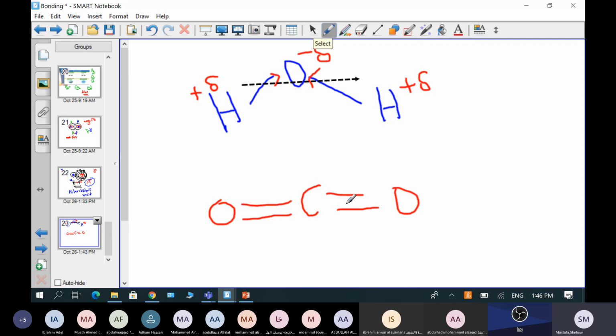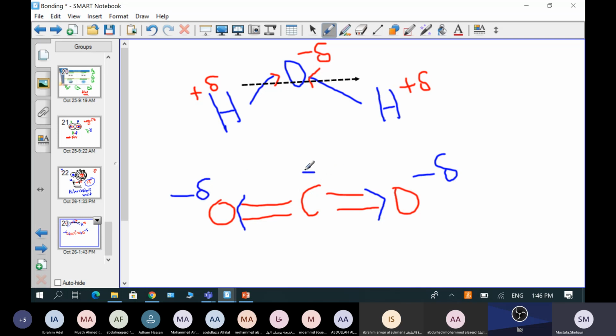This bond is a polar covalent bond because oxygen and carbon are two different atoms. So we will have a polar bond, and oxygen has the greater attraction force. The nucleus of oxygen has greater attraction force. So the oxygen has a partial negative charge, and the other oxygen will have a partial negative charge.